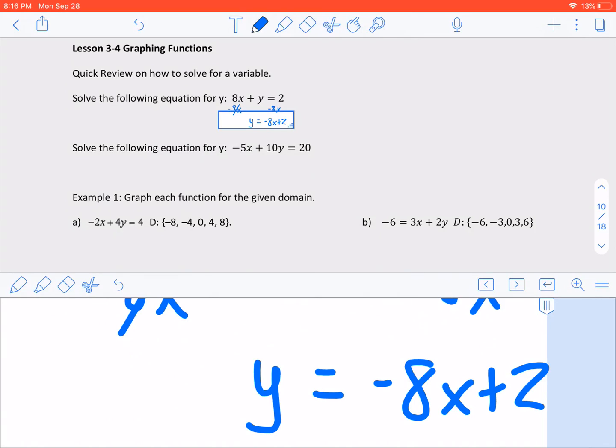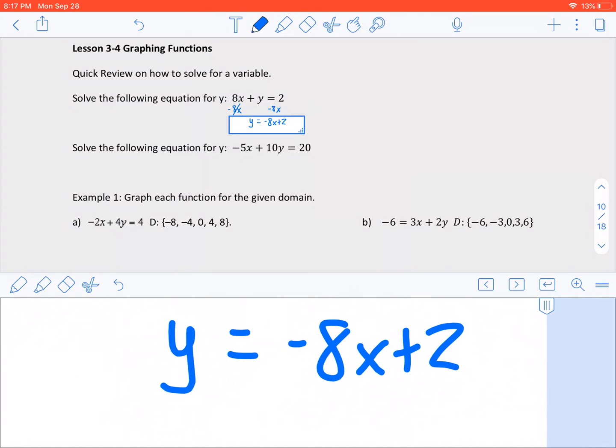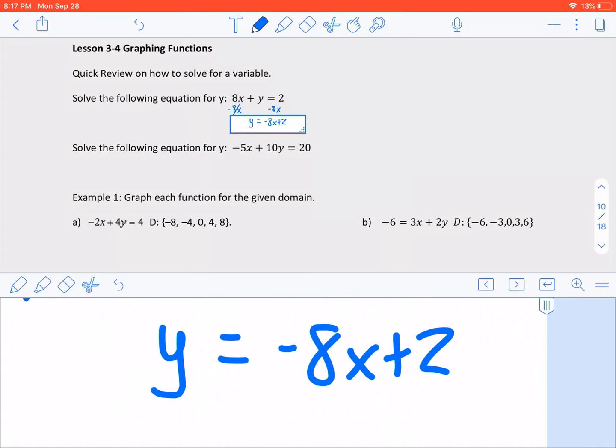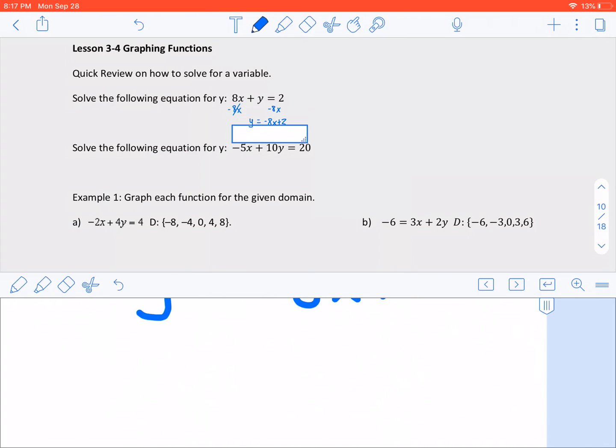Mr. Door, why didn't you just write it as 2 minus 8x? When we get into slope-intercept form and all these ways of graphing equations from the equation itself without plugging in points, you're going to want to leave it as the x term first and then the constant. So let's just get in the habit of that now.